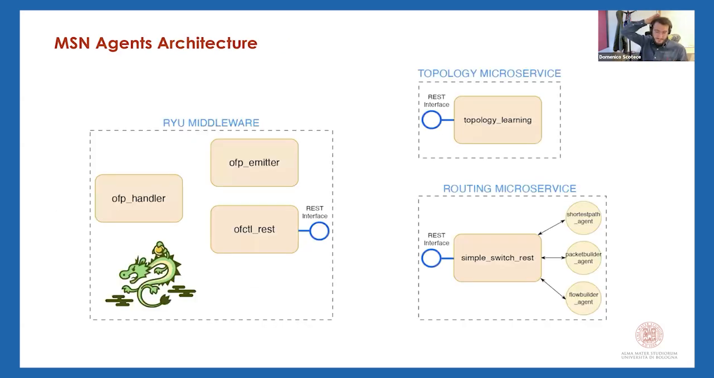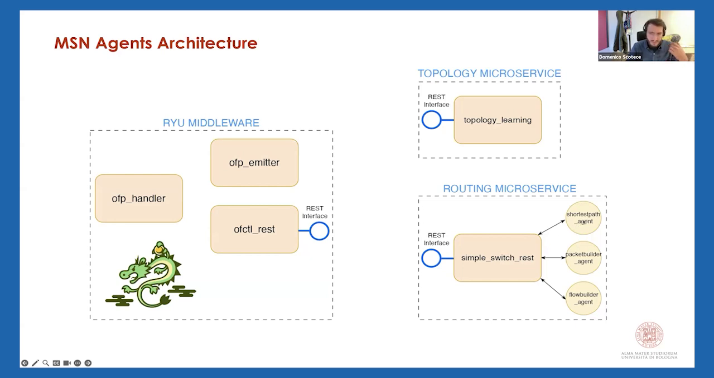This is the same master architecture, but with the addition of topology learning. As you can see here, topology learning is a new external application. It's a new Docker container, a new microservice, a new agent in the network. Also, simple switch REST is the same that I showed you before. It's a routing microservice, but you can add intelligence inside.